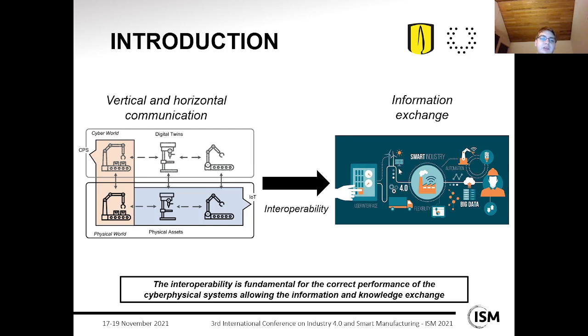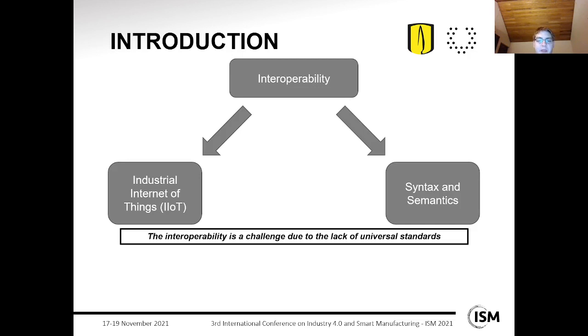The vertical communication refers to the interaction between the cyber world and the physical world. Meanwhile, the horizontal communication refers to the interaction between systems of the same production line. So these two types of communication create the necessity of interoperability, understood as the ability to exchange information and knowledge. This way, the interoperability is based on two facts.